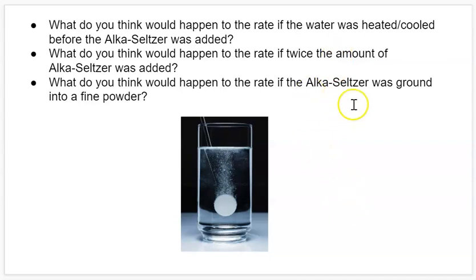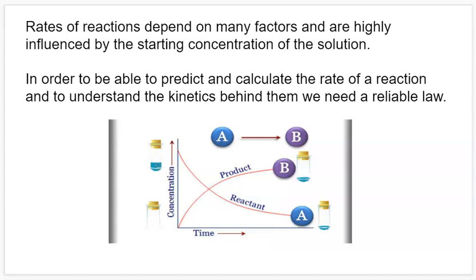And then also we're going to want to consider the particle size of the solid itself. Since this is a reaction that is starting as a solid, the more of it is exposed might have an impact on the overall rate. But these are all things that you're going to experimentally determine yourself. And the rates of reactions, kind of based off of what we've been talking about here, depend on many factors and are highly influenced by the starting concentration of the solution.